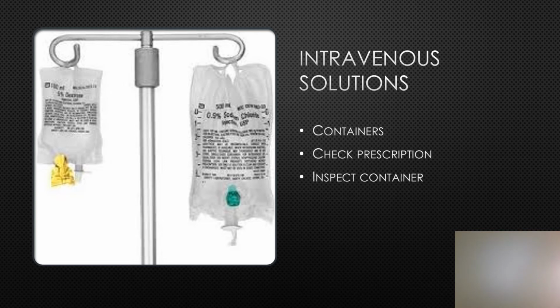Solution containers can be a flexible plastic bag, semi-rigid plastic bottle, glass bottle, or syringe. Again, those glass bottles and semi-rigid containers may require an administration set that has a vent to allow air to enter the container and displace that fluid. The flexible plastic bag has two ports, one for attachment to the administration set spike and one for injection of medications.